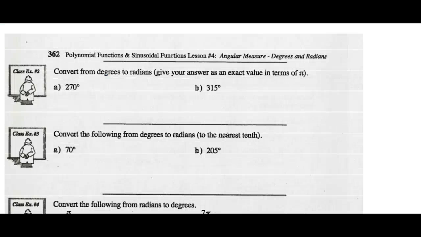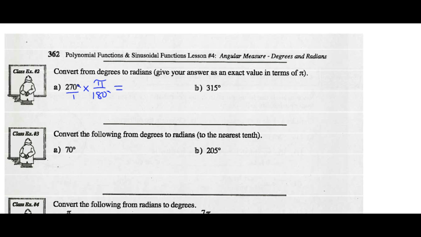Page 362. Example 2, convert from degrees to radians. So just from that chart below, we were told to convert from degrees to radians. We simply multiply by pi over 180. So 270 times pi over 180, and the degree symbols cancel out. We have no degrees left, we're left in radians. So 270 times pi divided by 180.